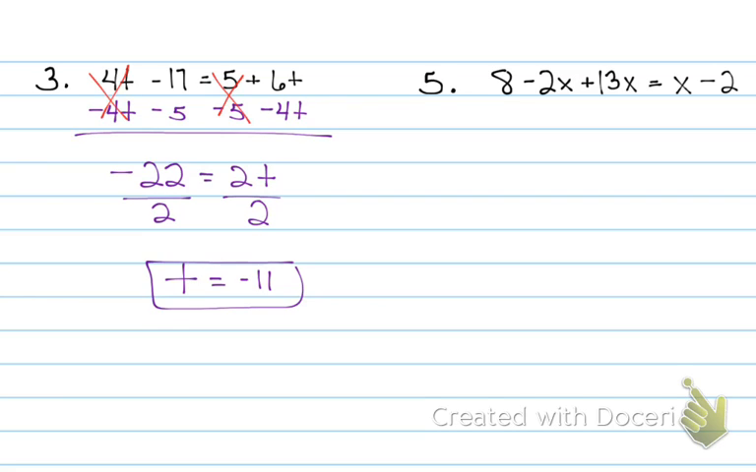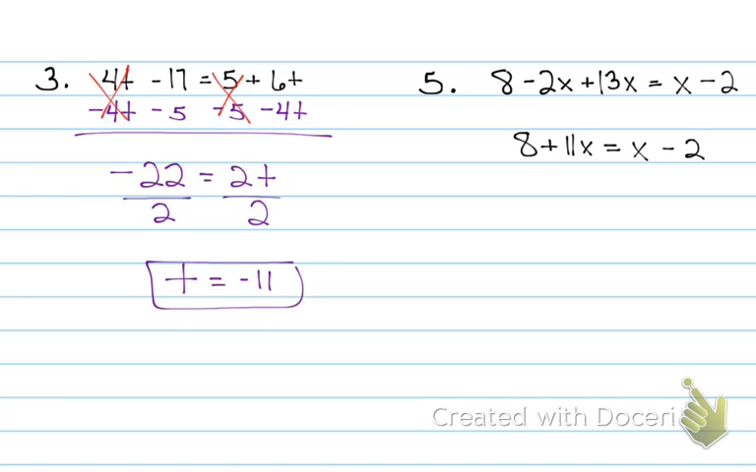Negative 2x, that's an x. So negative 2x can be combined with what? Just tell me, guys. 13x. They're both x's, and they're both on the same side of the equation, so I can add them together, combine like terms. What's negative 2 plus 13? 11. Now I'm right back where I started on numbers 1 through 4.